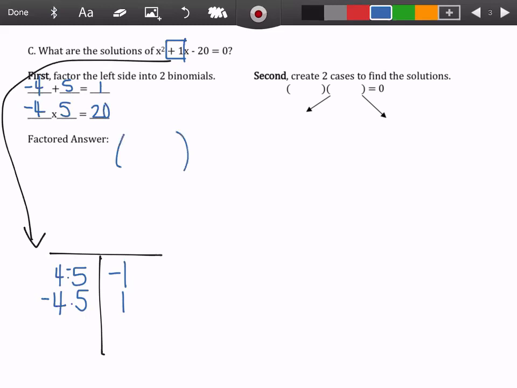So for our factored answer, we have x in each parentheses, and then the factors. Because we have a -4, we have x minus 4. Because we have a +5, we have x plus 5. And then inside the parentheses, x minus 4, x plus 5. Separate those out by setting both of these equal to 0.